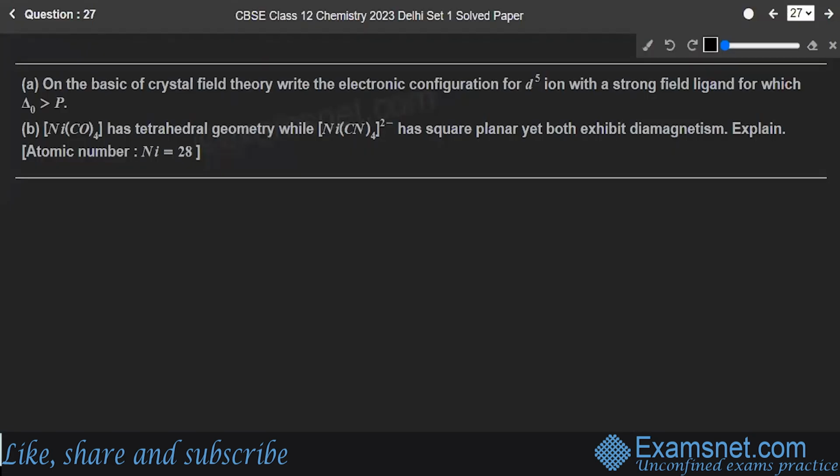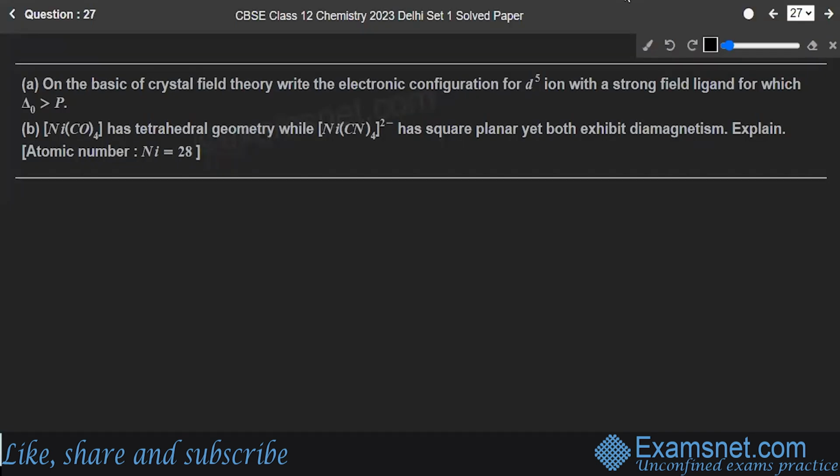Question number 27: on the basis of crystal field theory, write the electronic configuration of d5 ion with a strong field ligand for which delta naught is greater than P. There's a B part also. We'll talk about that later. First of all, in regard to the first question, delta naught is the magnitude of the difference in energy between the two sets of d orbitals, that is t2g and eg. Electronic configuration of d5.